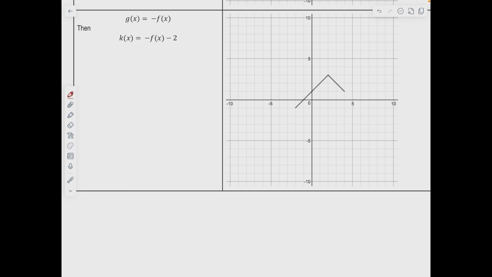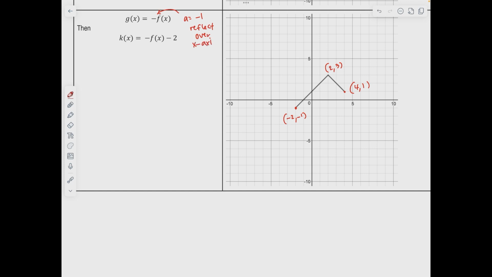Okay, let's try these graph problems out. So again, I have my same points. I'm at negative 2, negative 1. I am at 2, 3, and I am at 4, 1. So the first transformation is where my a value is negative 1. So that tells me one thing. That tells me that I'm going to reflect over the x-axis.